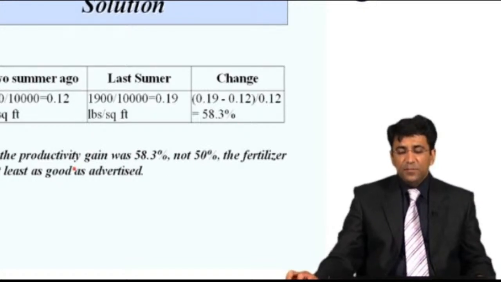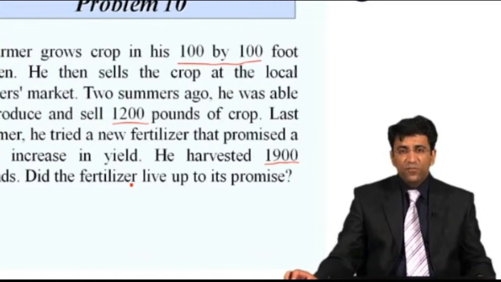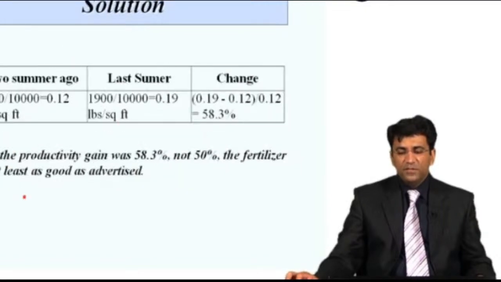So it means that the productivity gain was 58.3%, not 50%. The fertilizer was at least as good as advertised. So actually he was able to achieve more than what he claimed, that is the 50%. So the productivity has increased by more than 50%, that is 58.3%.